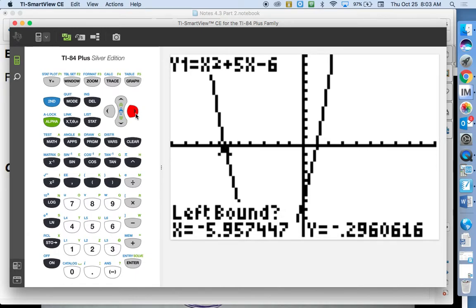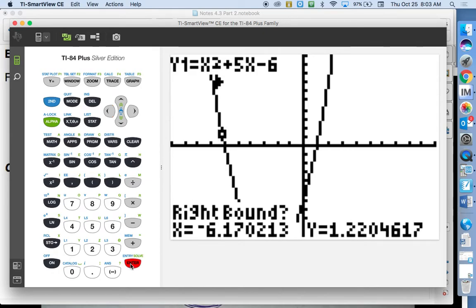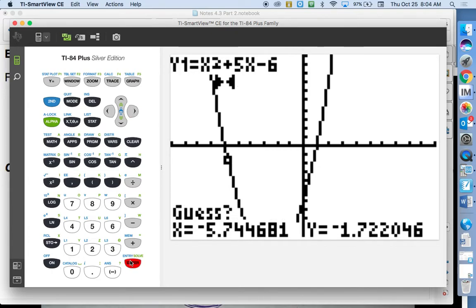The calculator wants a left bound. That means it wants a number to the left of your x-intercept. So right now I'm kind of on it. I'm just going to move slightly to the left by using the left arrow, and then you hit enter. That little pointing arrow goes up at the top to show you that that is your left bound. Right bound means we need to move to the right so that we're slightly to the right of the intercept. In this case, it's kind of like we're underneath it, but you really are to the right of it. You'll hit enter, and now I have those two arrows pointing towards each other. In between those two arrows is where the x-intercept is located. You never do anything for guess besides press enter.